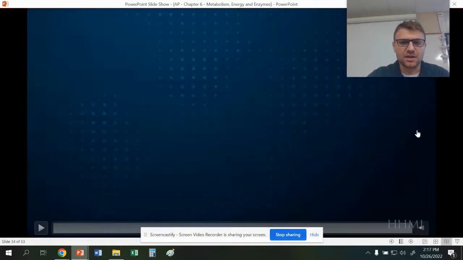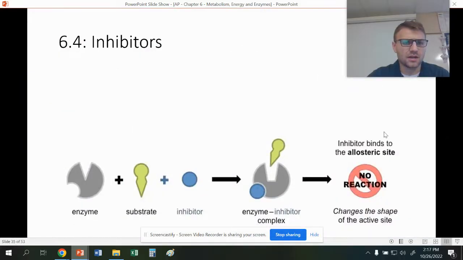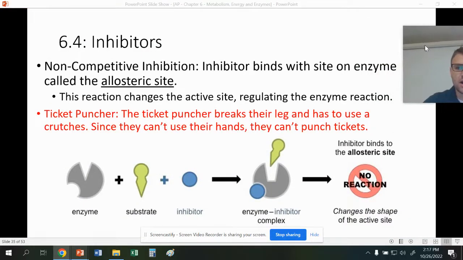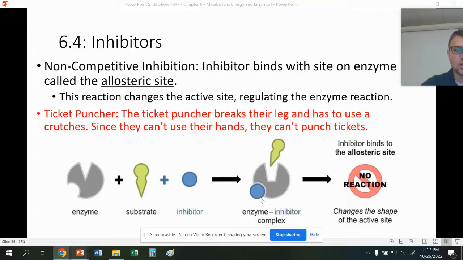Good meme. There's a video here I'm not going to show you. Non-competitive inhibitors. This is where the inhibitor will bind to a location not on the active site. It's going to be away from the active site. Now, what that site is called, it's called the allosteric site. This causes the active site to change shape, which when you change shape, you change function. So you can see in this reaction, our enzyme would normally bond with the substrate, but the inhibitor is changing the shape, which means there's no reaction.